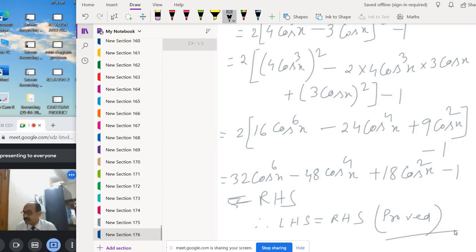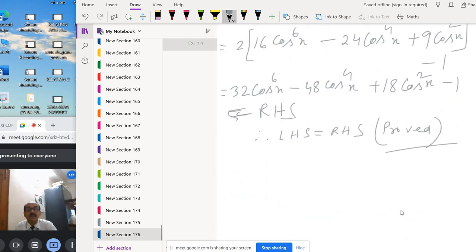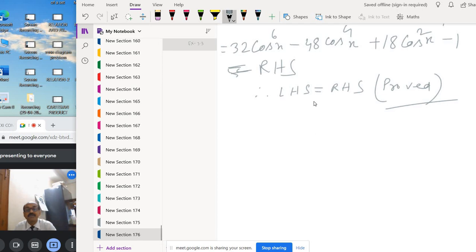Next exercise is general solution. Some trigonometric equations are given, and we have to solve them. That is called general solution. For general solution some formulas are there, so first we discuss the formulas for general solution.